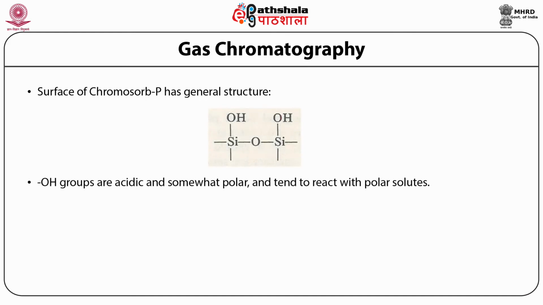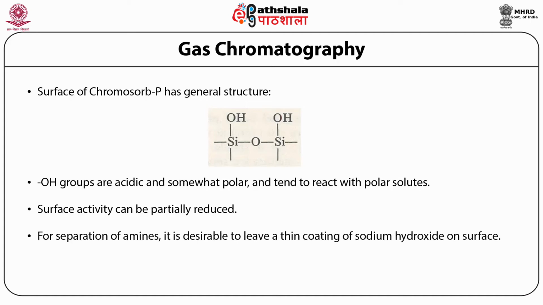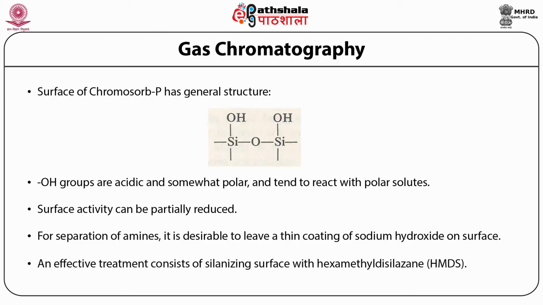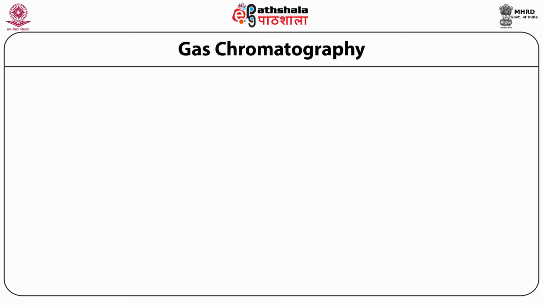The OH groups are acidic and somewhat polar and tend to react with polar solutes, especially those with basic functional groups. The surface activity can be partially reduced and some impurities removed by washing in acids or bases. For the separation of amines, it is desirable to leave a thin coating of sodium hydroxide on the surface. A very effective treatment consists of silanizing the surface with hexamethyldisilazane as shown in the following figure. In this figure, polar OH is replaced by a relatively inert trimethylsilyl group.